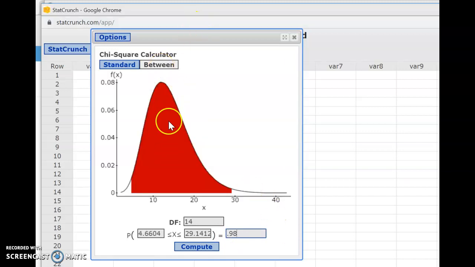And that's what the between one does. It says put so much area in the middle, and that's bounded between 4.6604, such that 0.01 of the area is here, and 29.1412, such that 1% of the area is here. Hope that makes some more sense for you.